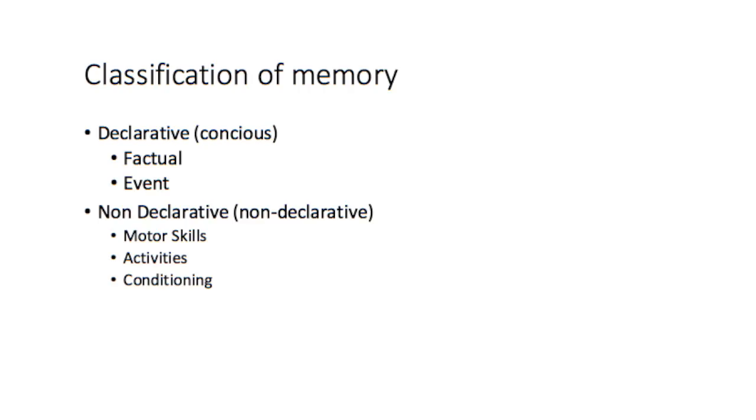Now, memory is classified as either declarative or non-declarative. In declarative memory, there's a recall of either factual or eventful recollection. It's under our conscious recall. And non-declarative memory encompasses different skills and motor activities. You can learn these by repetition or imitation, conditioning, and that's not under conscious control.